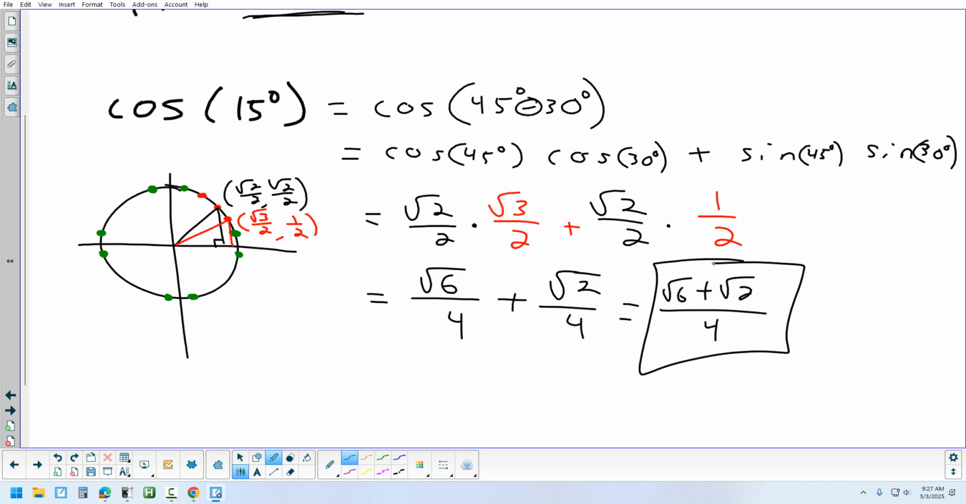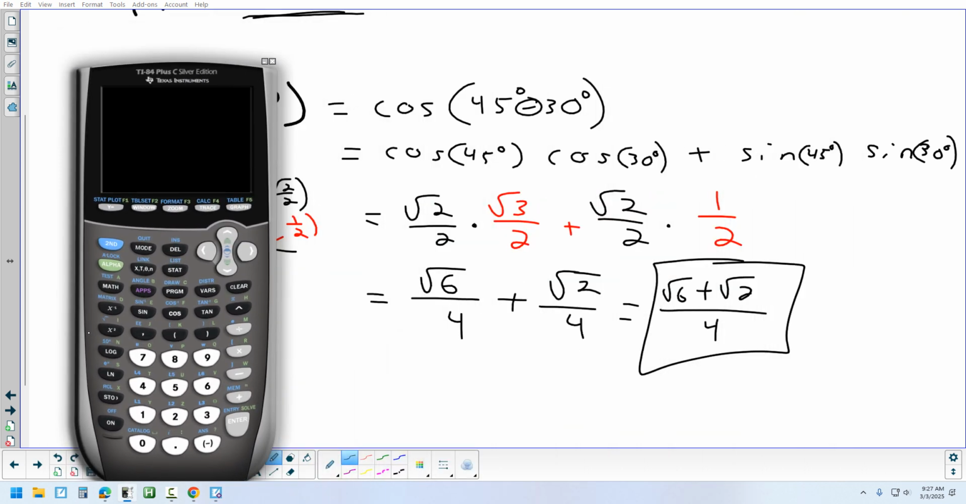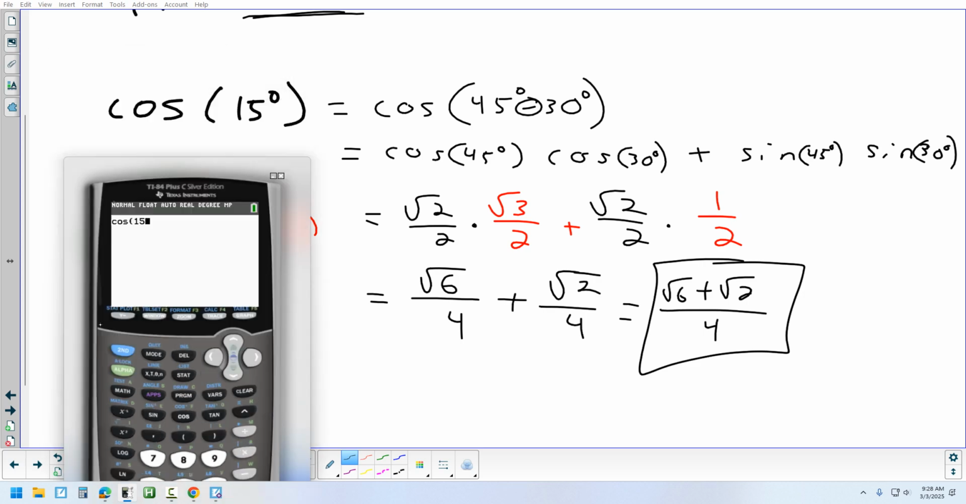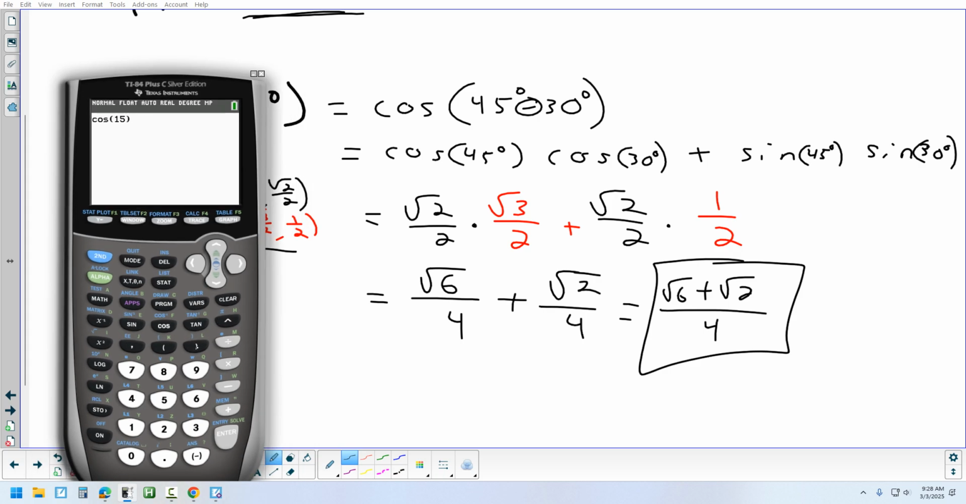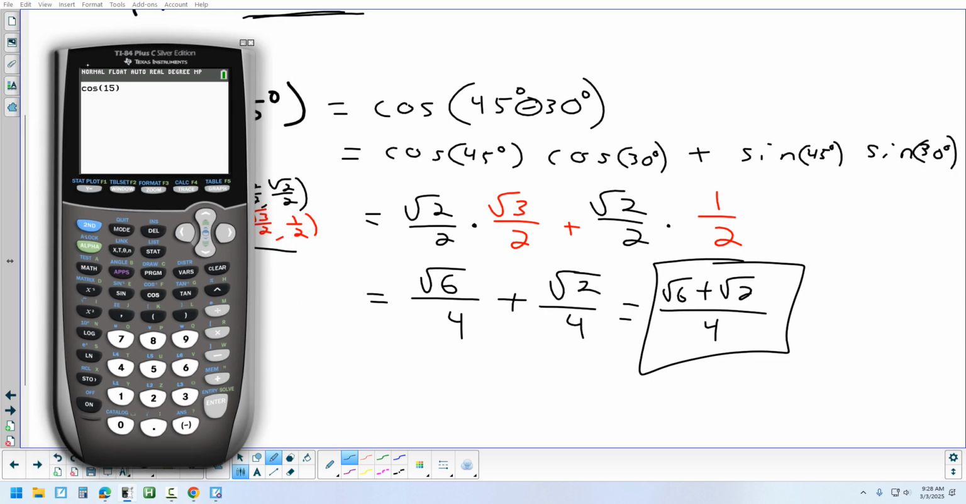How can we check that and see if it's right? Any ideas what we could do to verify? Yeah, put it in the calculator. Again, the calculator's not going to give us an exact answer, but it will give us a decimal. And if the decimal I get from my answer and the cosine of 15 come out the same, then chances are we did it right. Make sure you put your calculator in degrees, because that's how we did this one.